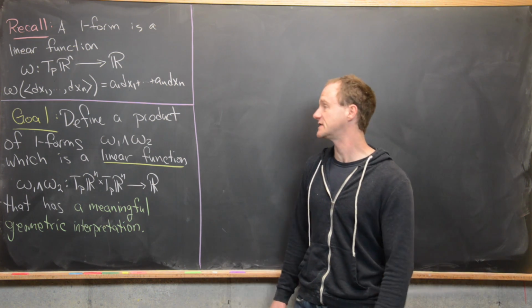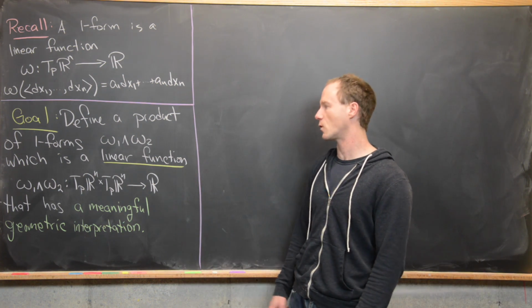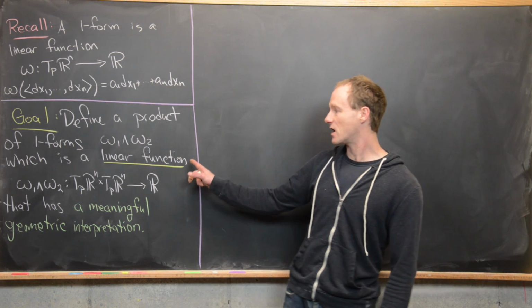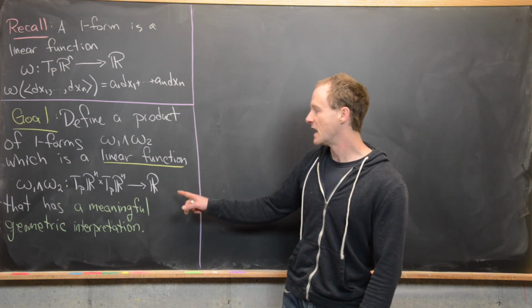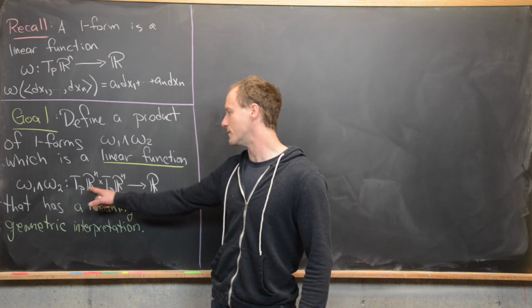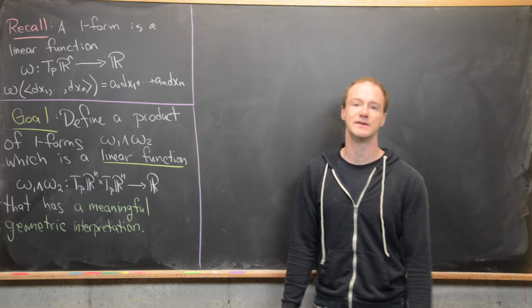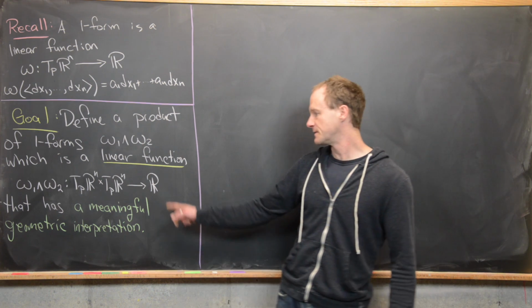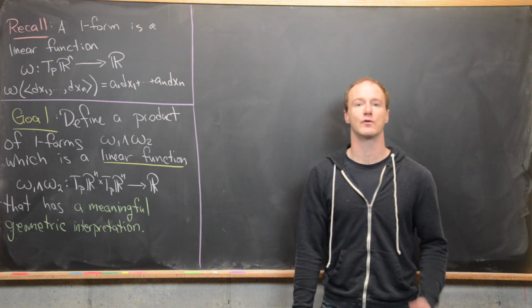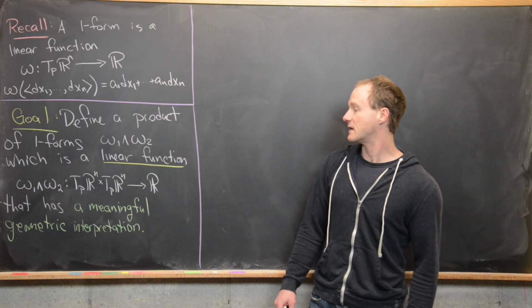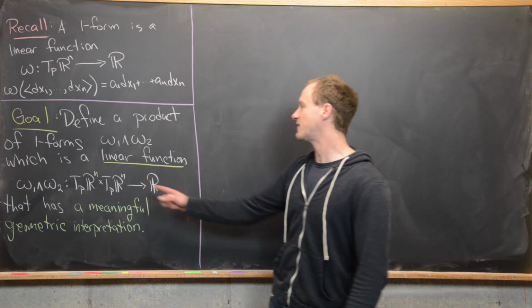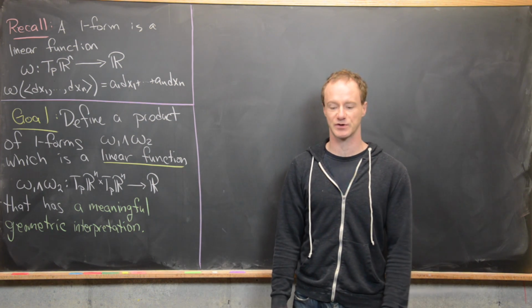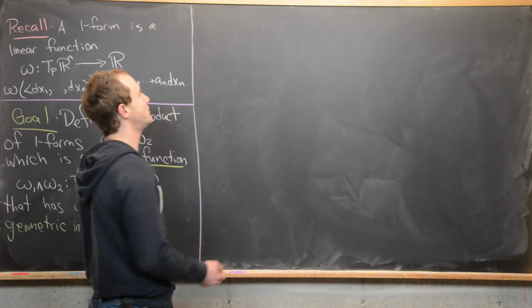Our goal here is to define some sort of product of one forms, which we will denote by omega 1 wedge omega 2, and that needs to be a linear function. That linear function has the domain TPRn cross TPRn, in other words, two copies of n-dimensional vectors, and the codomain, or the range, will be the real numbers again. The important thing is that we want to define this product in a way so that it has a meaningful geometric interpretation.